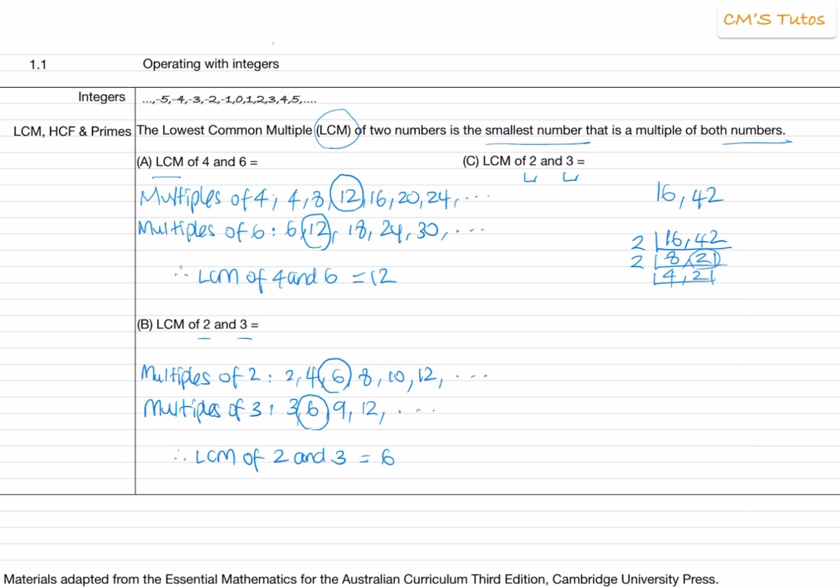What you can do to find the LCM is multiply all the numbers together, and that will give you, let's see, 336. So therefore, the LCM of 16 and 42 equals 336. That is method 2. The earlier one was method 1.